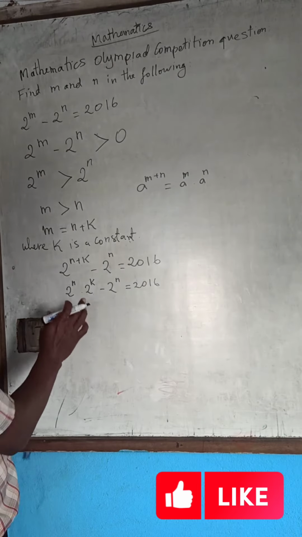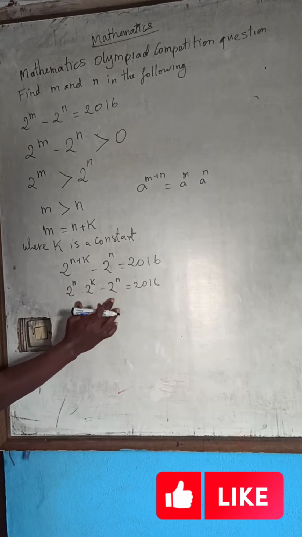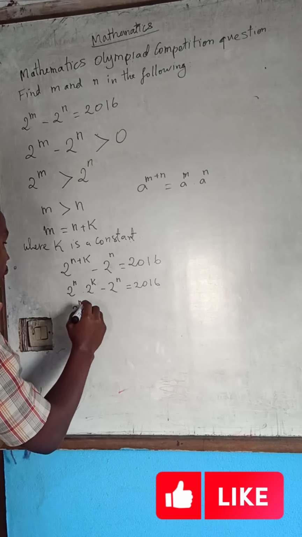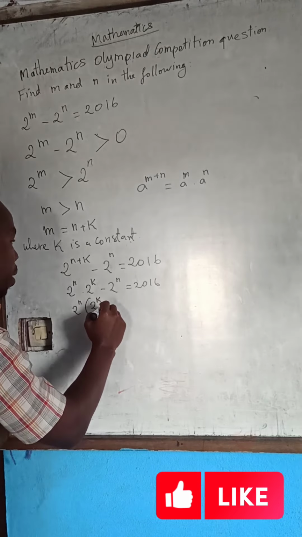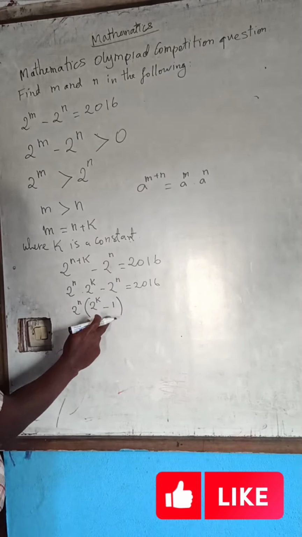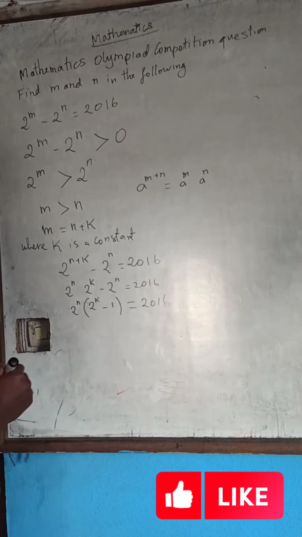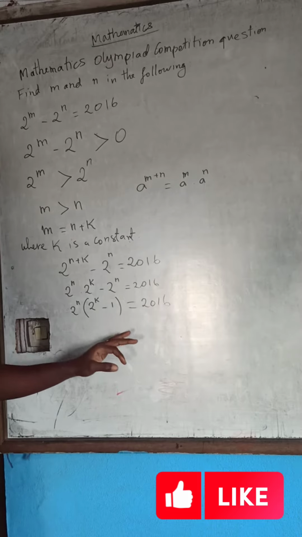2016. So from there, we have 2 raised to the power n, 2 raised to the power n. That means we can factorize them here, to give us 2 raised to the power n, open bracket, 2 raised to the power k minus 1, close bracket, which is equal to 2016. So now we reach this place, and mind you, they are all in power of 2.